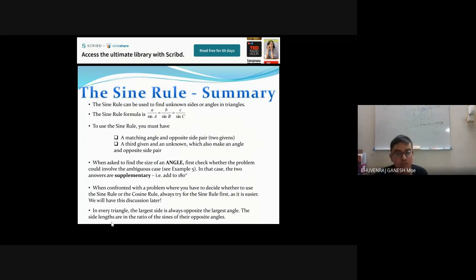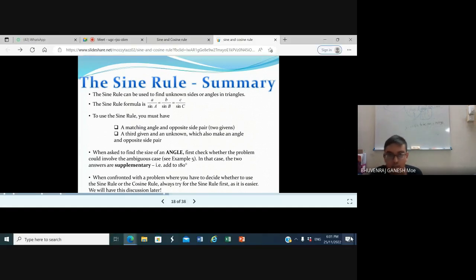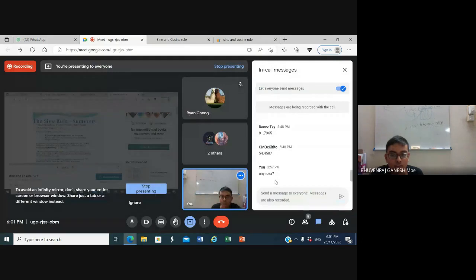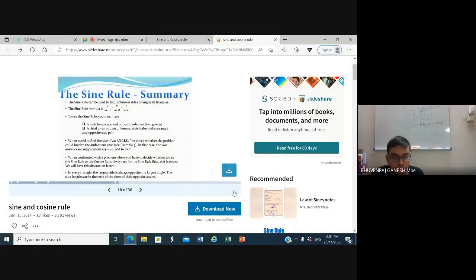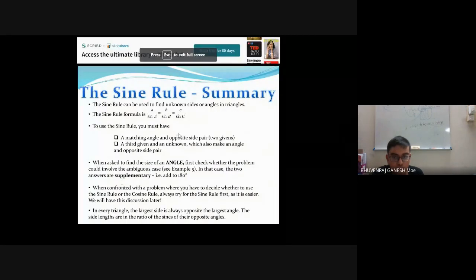Okay, so the next one, in every triangle, the largest side is always opposite to the largest angle. This is a fact. So the side lengths are in the ratio of the sines of the opposite angles. This is what the formula explains actually, using the concept of ratio. So that is basically the sine rule. Another keyword that can make you remember the sine rule is actually ratio, besides the thing I told earlier.